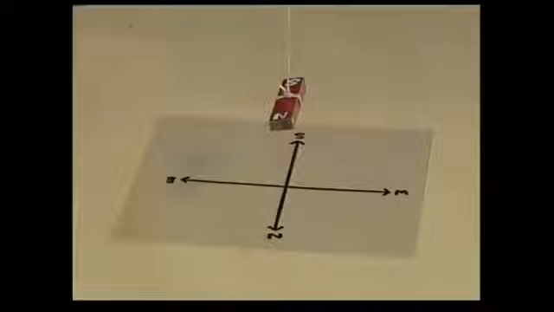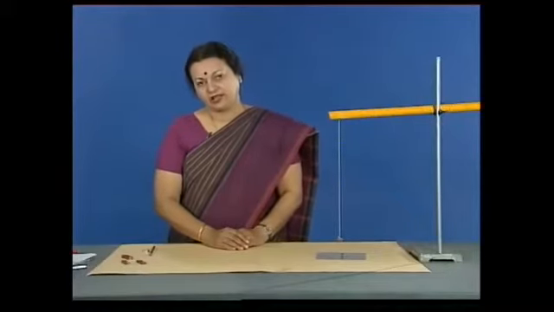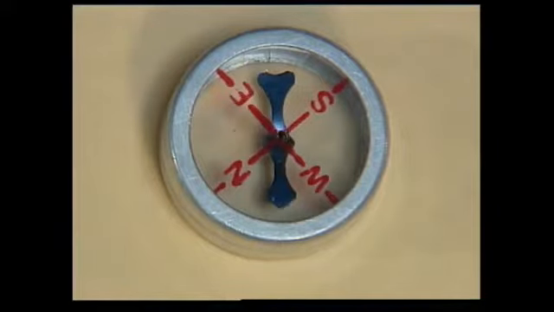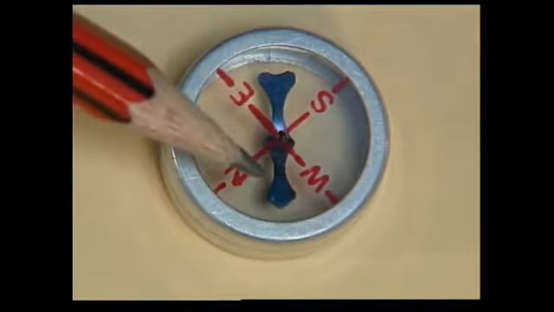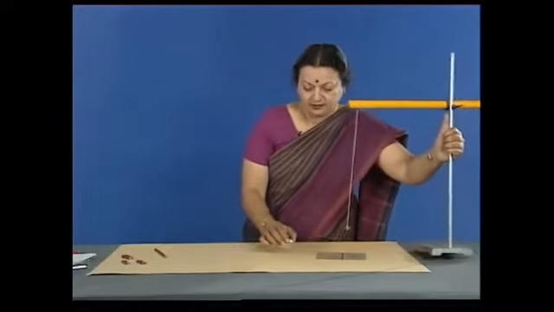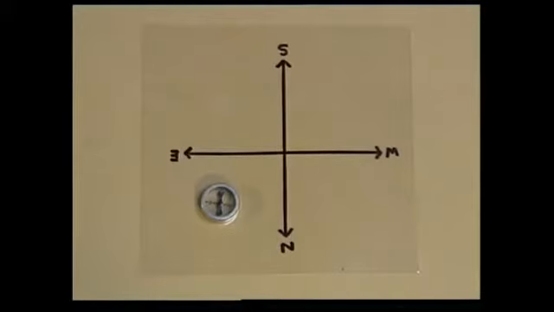This property was used by travelers since the olden days to locate direction. A compass needle, which is a freely suspended magnet, was used by them. The tip of the needle is the north pole and the tail the south pole. The tip of the needle points approximately in the north direction.